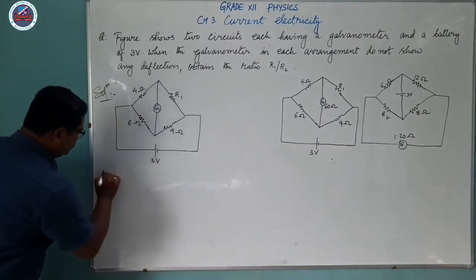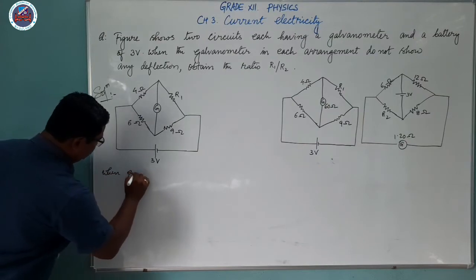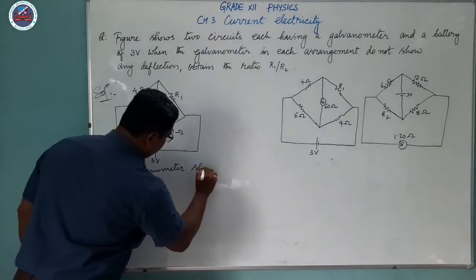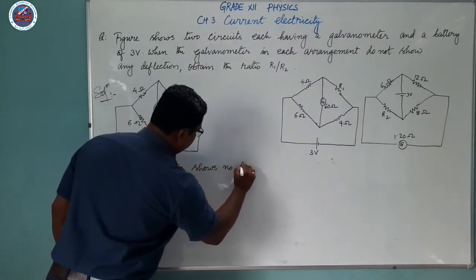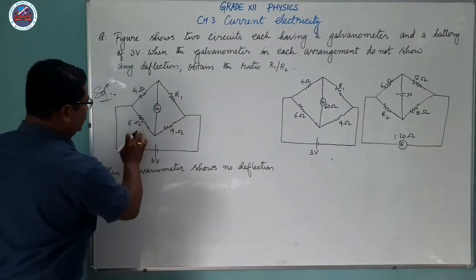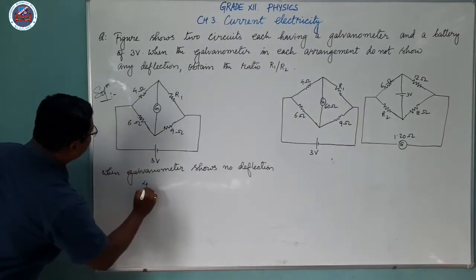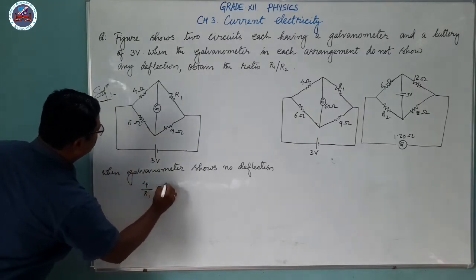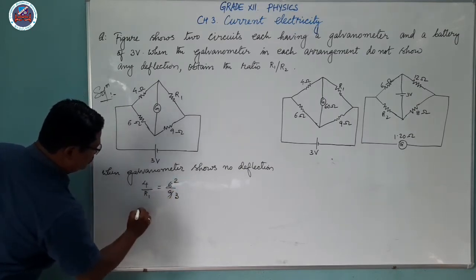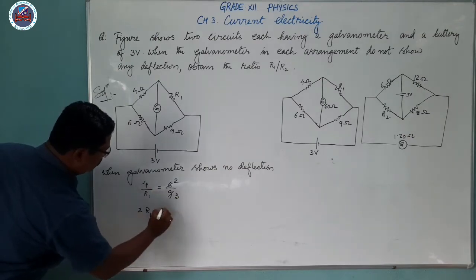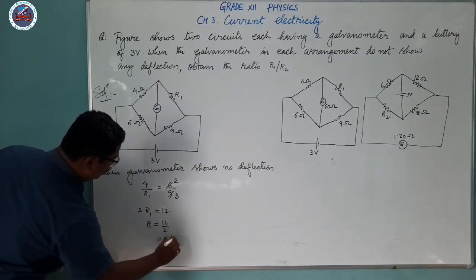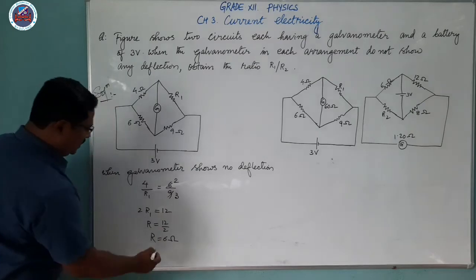Then when the galvanometer shows no deflection, then P by Q is equal to R by S. You know this one, the balance condition. 4 by R1 is equal to 6 by 9. 3 2s are 6, 3 3s are 9. So 2R1 is equal to 4 3s are 12. So R1 you can find out, 12 divided by 2 is 6 ohm. So this is the first case.